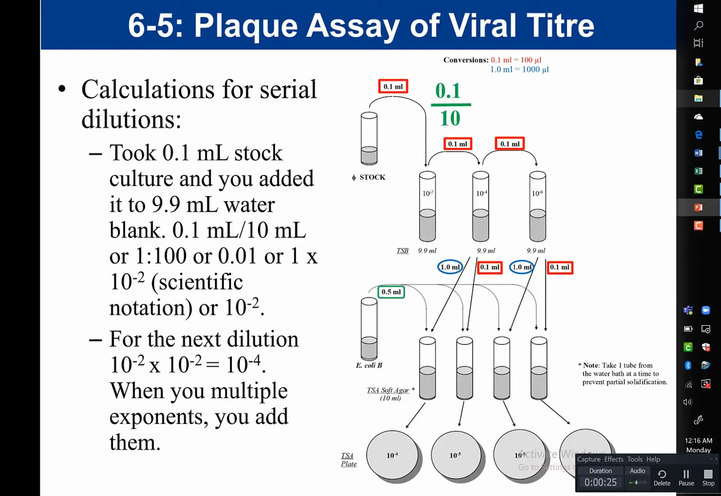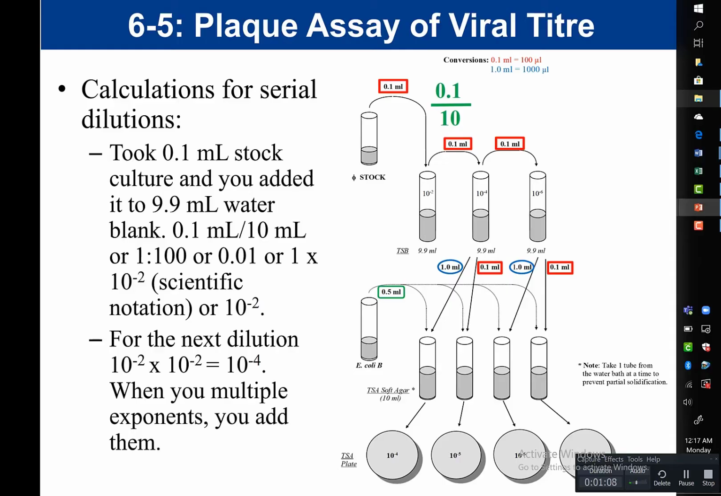So the purpose of the plaque assay is to determine the titer of a virus, meaning that we want to know what is the concentration of this unknown stock of virus. To do that, we need to do something similar to what we did in our standard plate count. Remember that the purpose of our standard plate count was to determine the titer of a bacterial stock. In this case, we're determining the titer of a virus. And in this experiment, the type of virus that we're using is called a phage. A phage is a virus that infects bacteria.